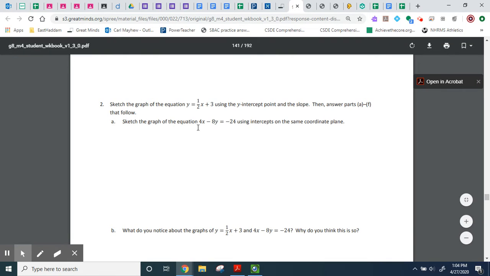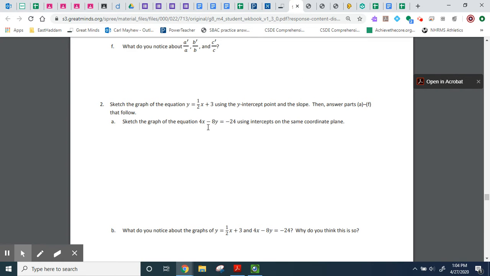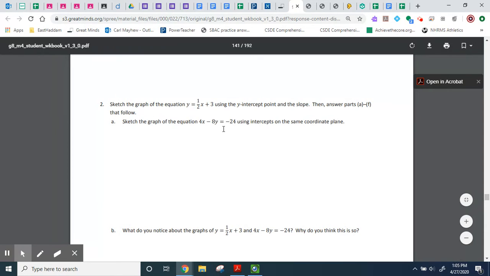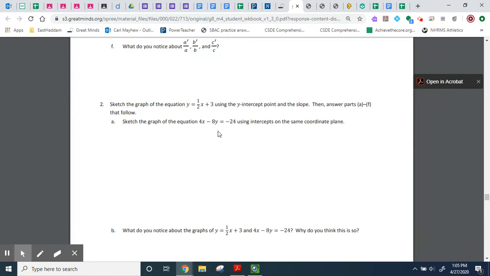Now we have a second equation, 4x minus 8y equals negative 24. Take a second to figure out, is this going to be the same equation, or is it going to be a different equation? Now we could solve for y and see if we can get it in the same form, but we can also just look at the y and the x-intercepts to determine whether or not this is going to be an equivalent equation or not.